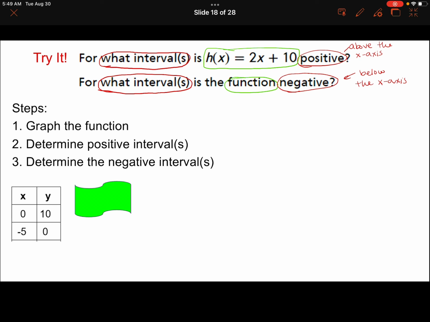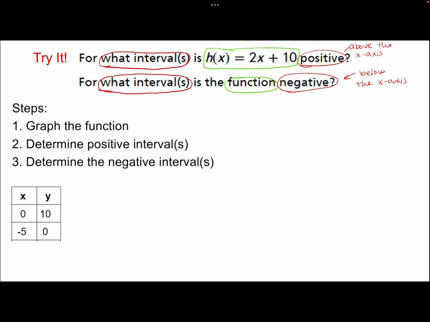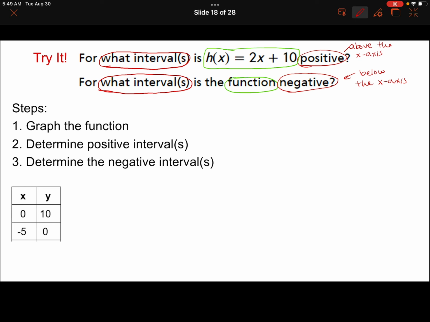Make a t-chart, you plug in 0 for x, this x value over here. So h of 0, I'm just changing what x is, equals 2 times 0 plus 10, so that becomes h of 0 equals 10. So this is what 10 is here.